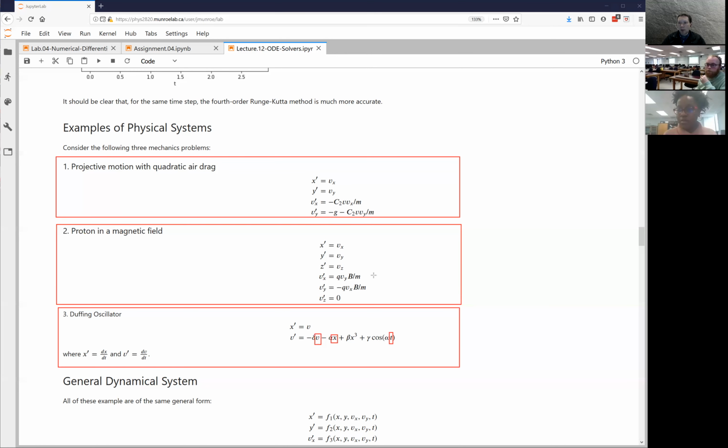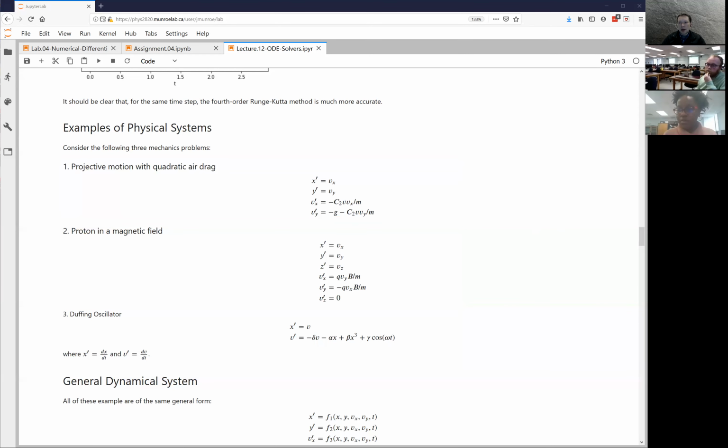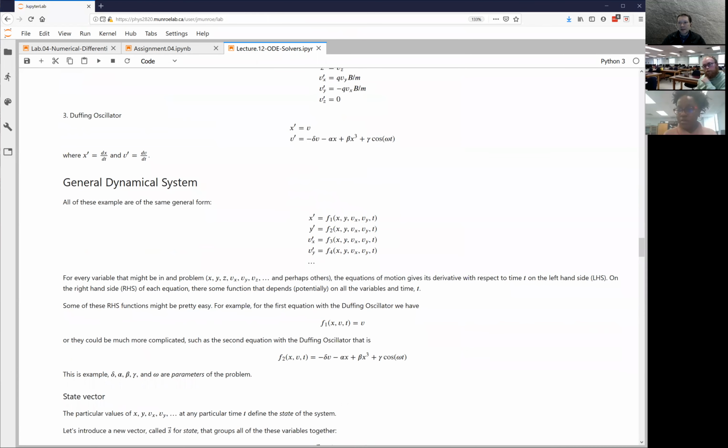Every one of these three problems can be thought about in a more abstract way as a system of equations that look like this. Doesn't matter what dynamical system I'm looking at. They're just a bunch of derivatives of all the variables of interest: positions, velocities, accelerations, charges, masses, densities, whatever you're measuring in your physical system. And then some equation of all of the variables in your system, and optionally time. Time doesn't have to be in there, but it could be, that gives you the right-hand side. This whole thing together is called a dynamical system.